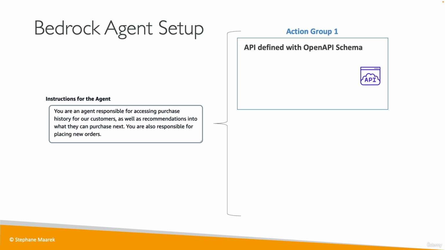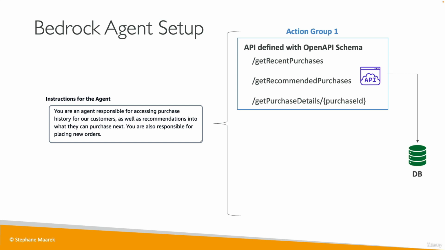Then the agent knows about a few action groups. For example, we have defined an API, which is a way to interface with our system. And we have, for example, defined get recent purchases, get recommended purchases, or get purchase details for a specific purchase ID. All these things are known to the agent in terms of what the expected input is for these APIs, what these APIs do, and what the documentation around them is. All this is provided thanks to an OpenAPI schema. When done, the agent can invoke these and, behind the scenes, of course, interact with our backend systems, for example make changes to our database.